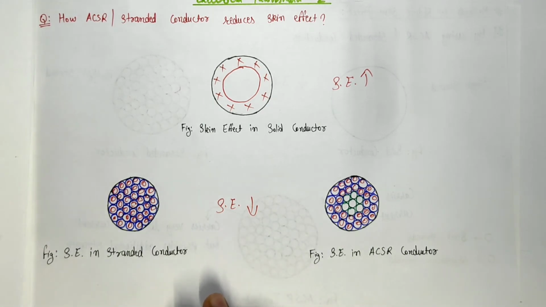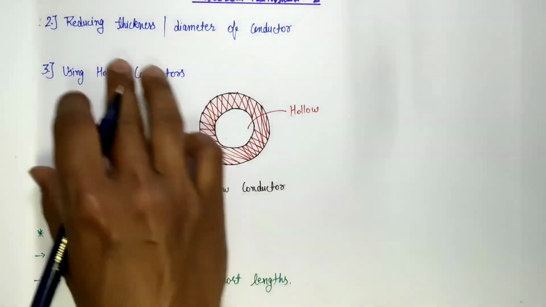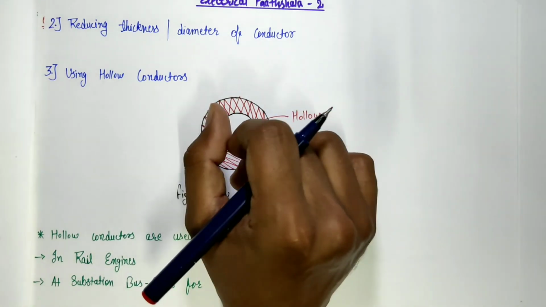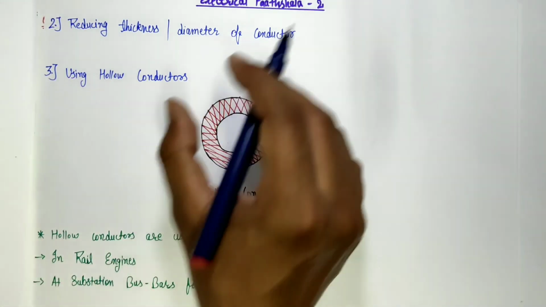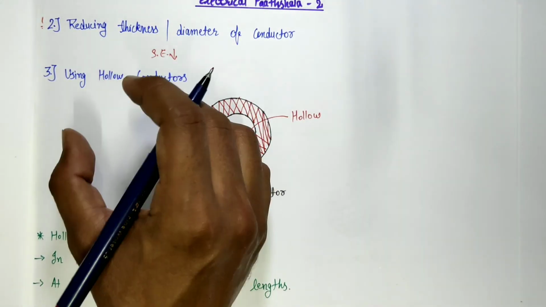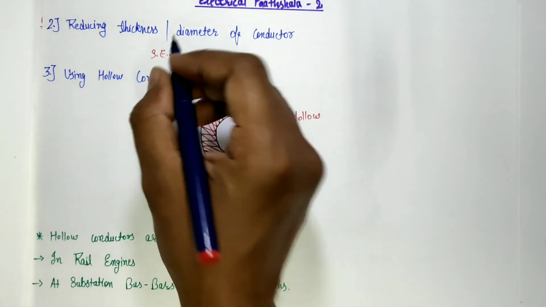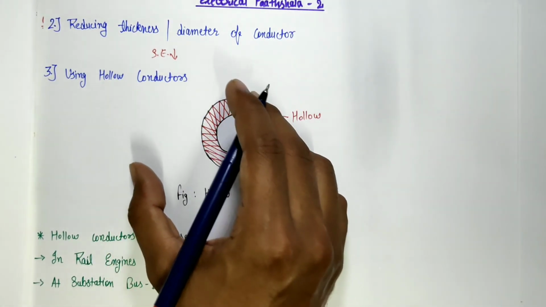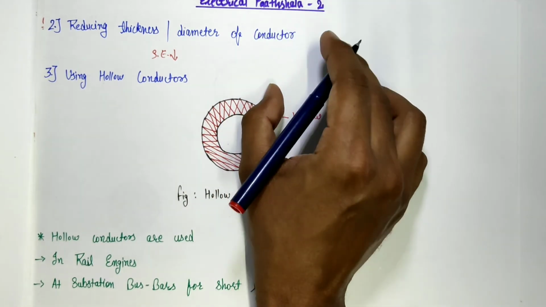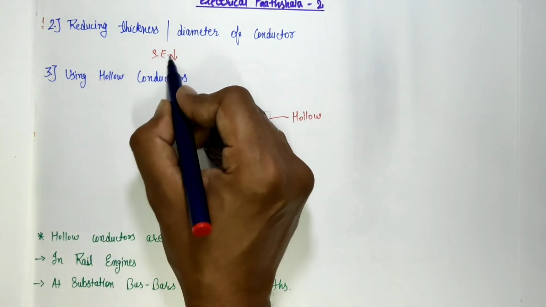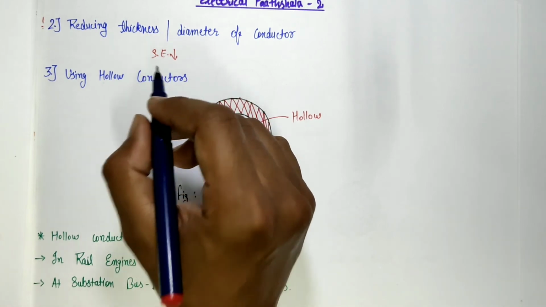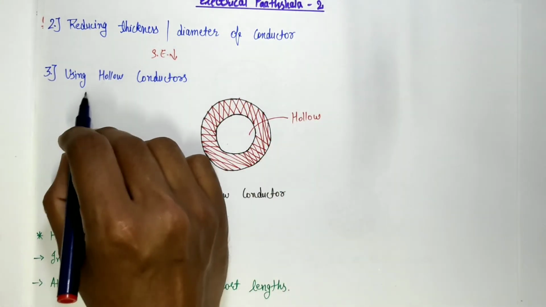Now guys, our next method is by reducing the thickness or diameter of the conductor. Now as you know, skin effect is directly proportional to the diameter of the conductor. So if we reduce the thickness or diameter of the conductor, then skin effect will also reduce, and that's why in case of thin conductors, skin effect is less as compared to thick conductors. But we cannot reduce the thickness of the conductor after a certain limit because of mechanical consideration. That's why by reducing the thickness, yes, we can reduce the skin effect, but we cannot entirely eliminate the skin effect.